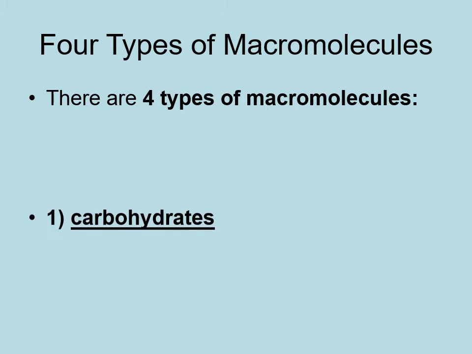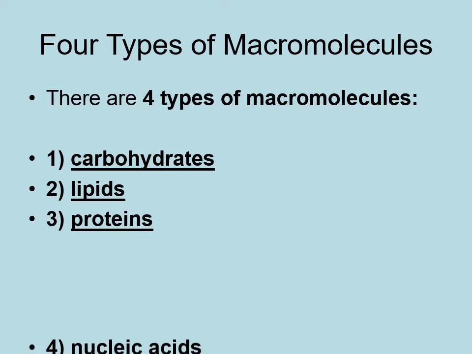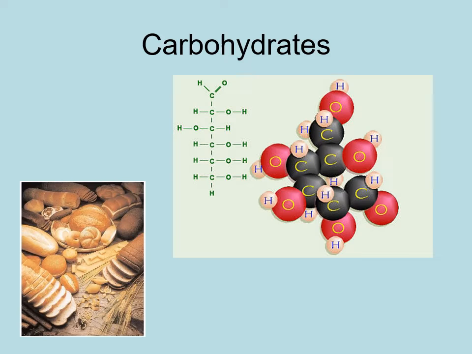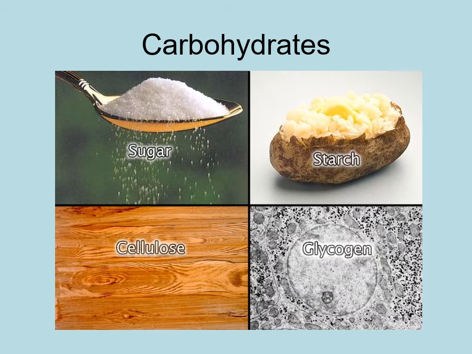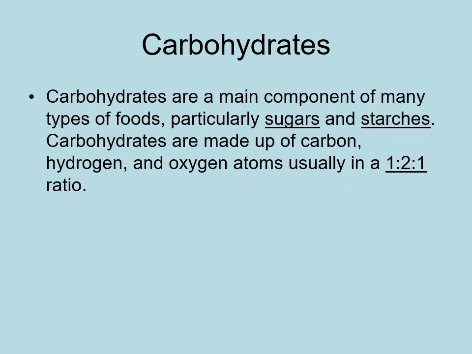We have 4 major types, which are carbohydrates, lipids, proteins, and nucleic acids. So carbohydrates are sugars. You can find them easily in pasta, in bread, starches, cellulose, and glycogen. They are the main component of many types of food, particularly sugar and starches, and they're made up of carbon, hydrogen, and oxygen in a 1 to 2 to 1 ratio.